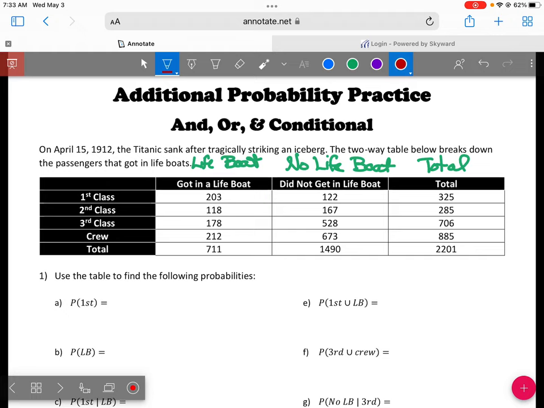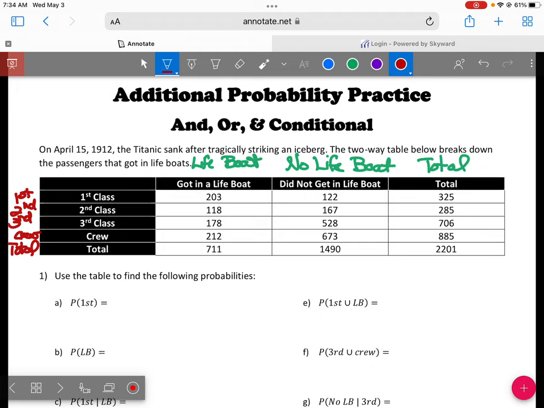So lifeboat for the first column of numbers, no lifeboat for the second column, and the third column is the total. And over on the far left, the first row of numbers is first class. So you can just put first. Second class for the second row of numbers. Third class. And then we have crew. You put those in. And then finally, we have total for the fifth row.